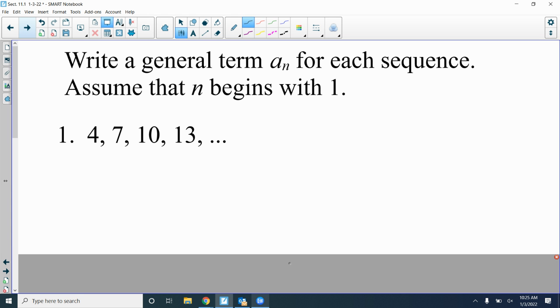Now the other way, we're going to flip it around. You're given an infinite sequence. You've got to come up with the general term. Okay? So write a general term, a sub n, for each sequence. Assume that n begins with 1. So basically here, whatever my general term is, a sub n equals.